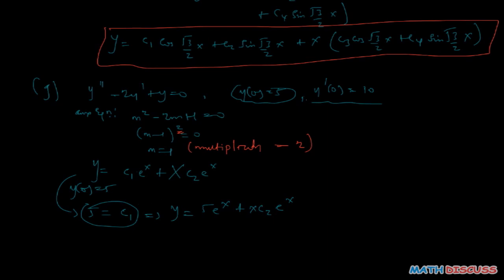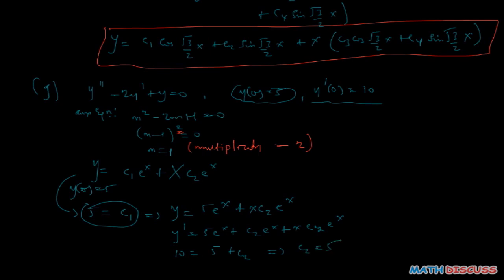Now the next thing I want to find is, it said the derivative of y at 0 is 10. So let's find the derivative of y. It's going to be 5 e to the power x plus, applying the product rule, c2 e to the power x plus x c2 e to the power x. We are told that at 0 the value is 10, so that's 5 plus c2, which implies that c2 equals 5.